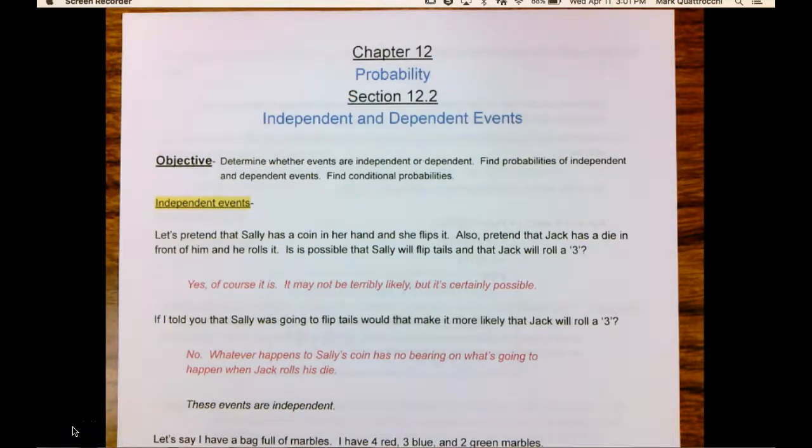This is section 2 of chapter 12, probability, independent and dependent events. Let's start by defining independent events as two events where the occurrence of one does not affect the occurrence of the other event. Let's pretend that Sally has a coin in her hand and she flips it.